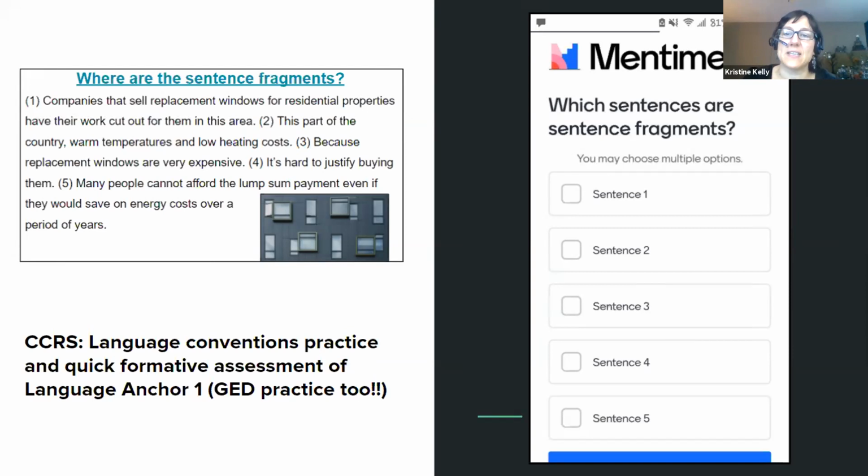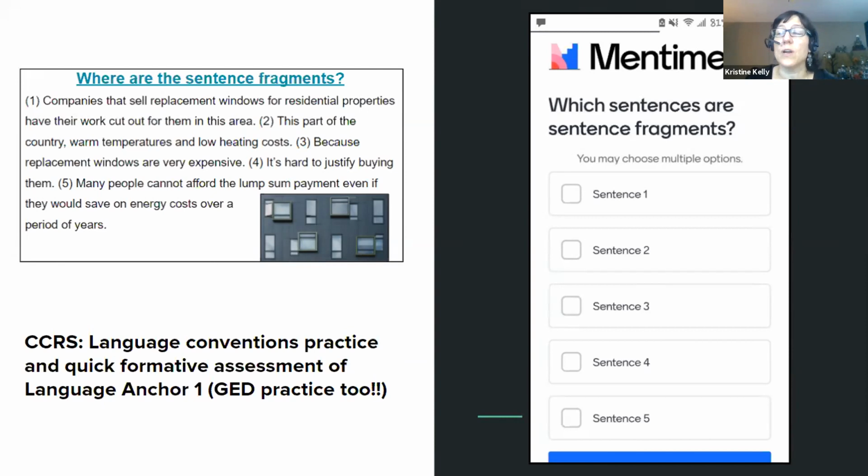So here we have 5 sentences, and then students go into Mentimeter. They go to menti.com. I give them a code on a slide, and they get in. It was a little bumpy at first, but like today I had a full class and everybody got right on. And then they can choose. In this case, they can choose multiple options. So this is a little language conventions practice, and it's quick formative assessment.